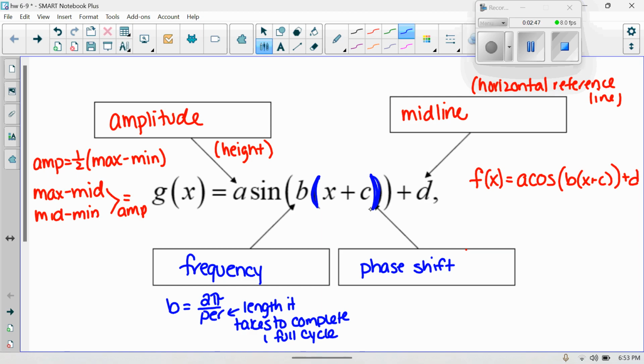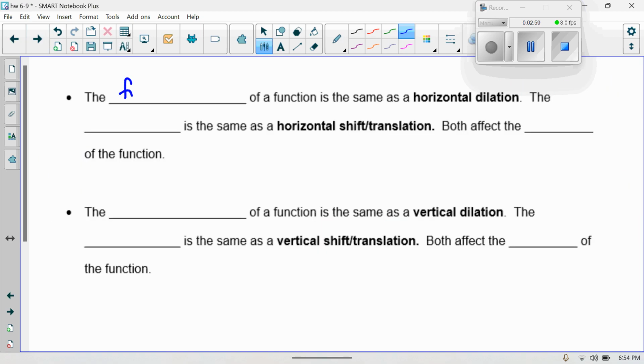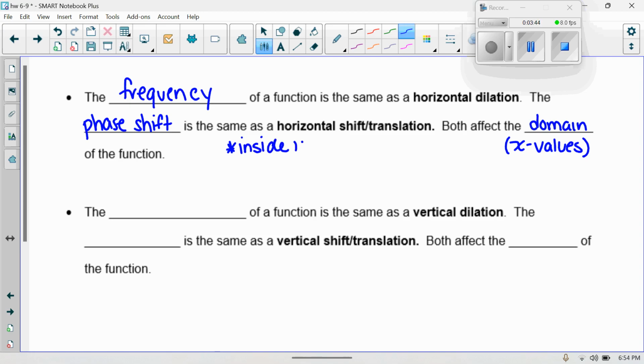So these are all trig words, but we're going to connect them now to our transformation words, which you should already know. The frequency of the function is the same as a horizontal dilation. The phase shift is the same as a horizontal shift or translation. Both affect the domain of the function, so remember, these refer to our x values. Whenever the question is asking about frequency or period or phase shift, those are all going to be x value numbers. We use the x coordinates to find those pieces of the function. Also remember that inside is always opposite.